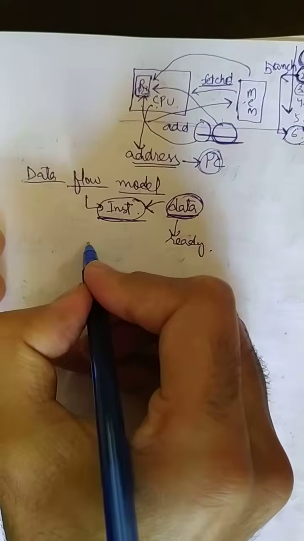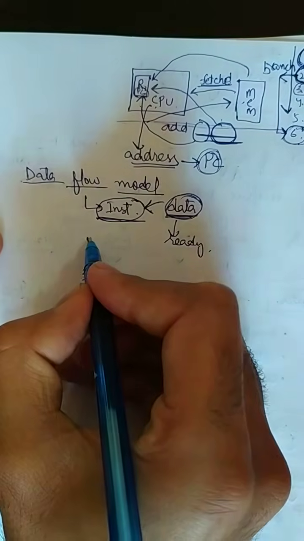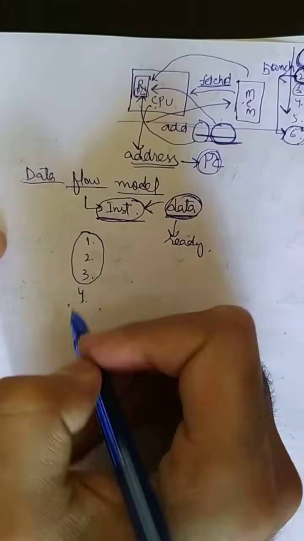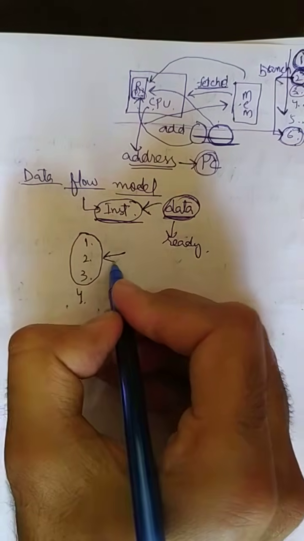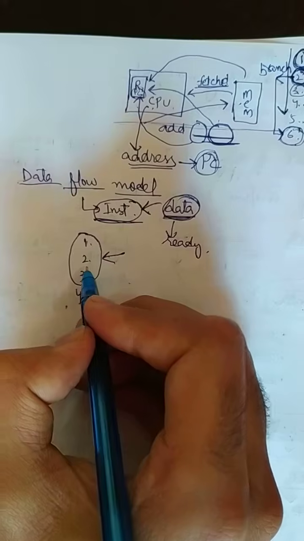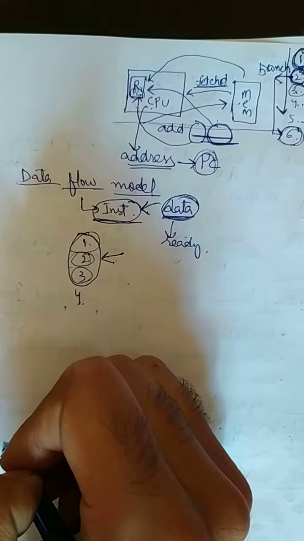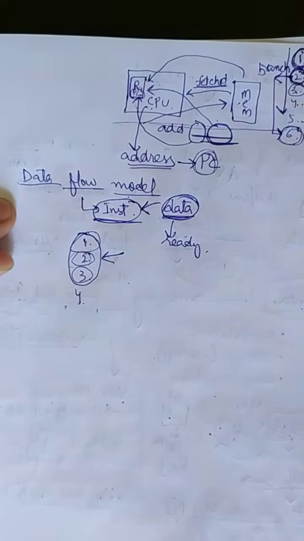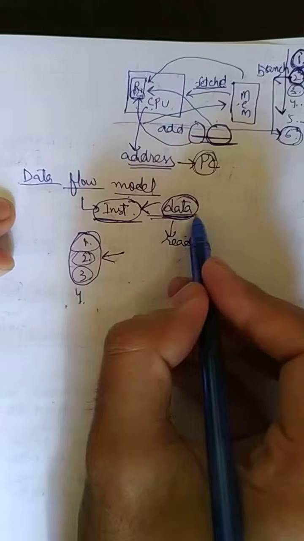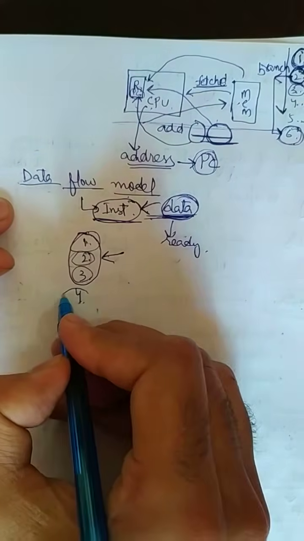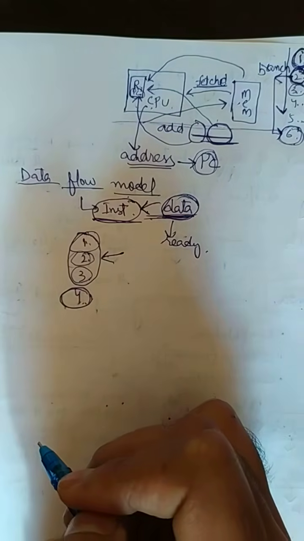So let us say we have 3 instructions or 4 instructions. Let us say 1, 2 and 3 instructions. These instructions have data ready. So it will execute these instructions irrespective of their order. It may execute first 2, then 3 and then 1. So there is no order in data flow model, but the instructions are executed based on the availability of data. If the 4 has no data available currently, it will not get executed.